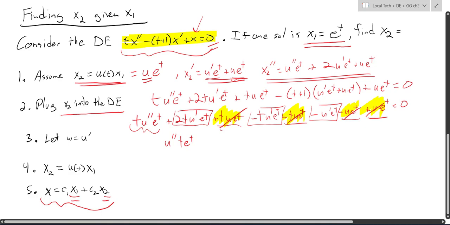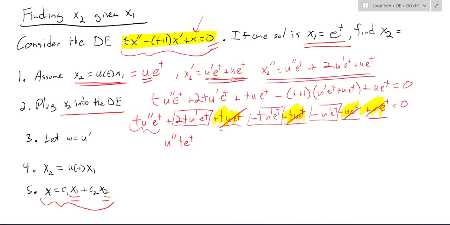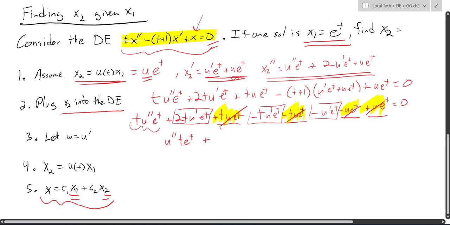So the first two have a t with them. So if I take 2t u prime e to the t and subtract 1 t u prime e to the t, the result will be plus t u prime e to the t. And then I have minus u prime e to the t all equal to 0. These two terms have a u prime, so I can simplify this to u double prime t e to the t plus u prime t e to the t minus e to the t equals 0.